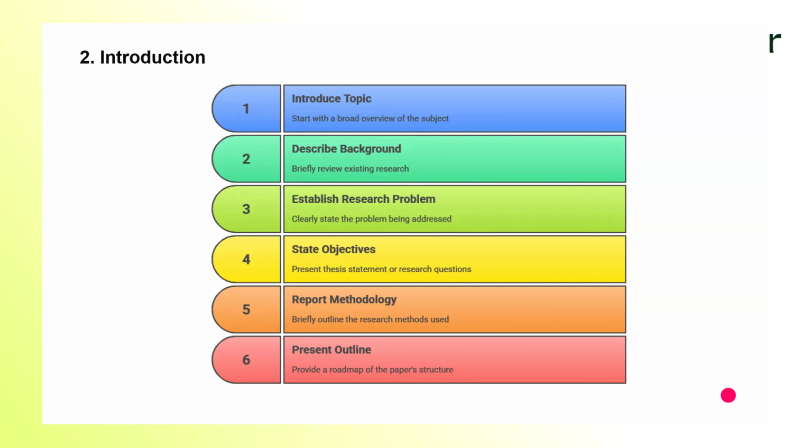The next part is the methodology. Very briefly, you mention, for example, how you collected data, how you analyzed data. And then you present the outline of your research, that in section 2 we will have the literature review, section 3 methodology, section 4 results, and so on and so forth. So I, as a reader, develop a map or an outline of your paper in my mind.